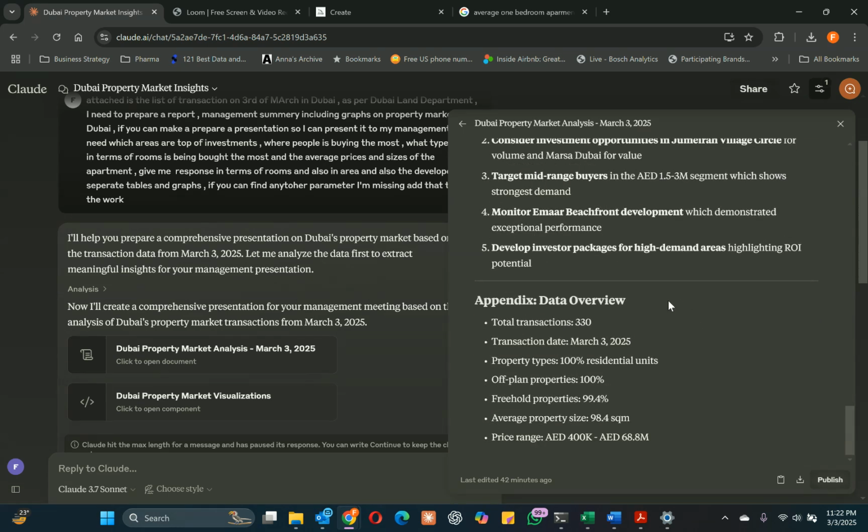And if you look at the overview, monitor MR Beachfront, which demonstrates exceptional performance, and investor packages is giving us by itself. Total transactions were 330. Transactions were March 3rd, which was for today. 100% residential units because that's what I chose from the Dubai Land Department data. Off-plan properties 100, freehold 99.4, average property size 98.4 square meters, and price range 400,000 dirhams to 68.8 million dirhams. Wow, that's huge. Let's see where's the 400,000 dirham.